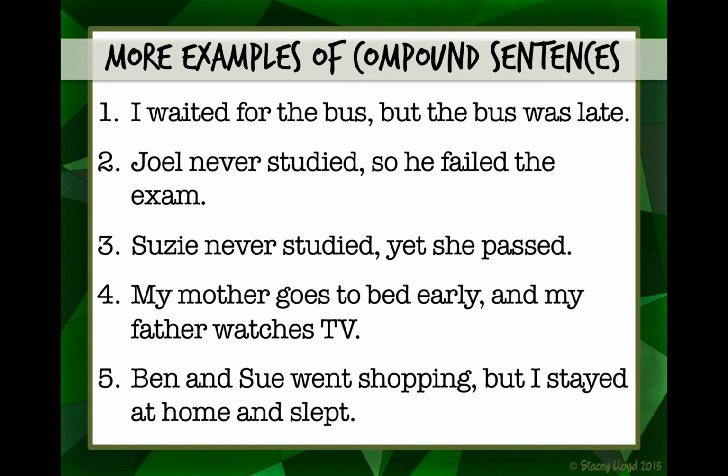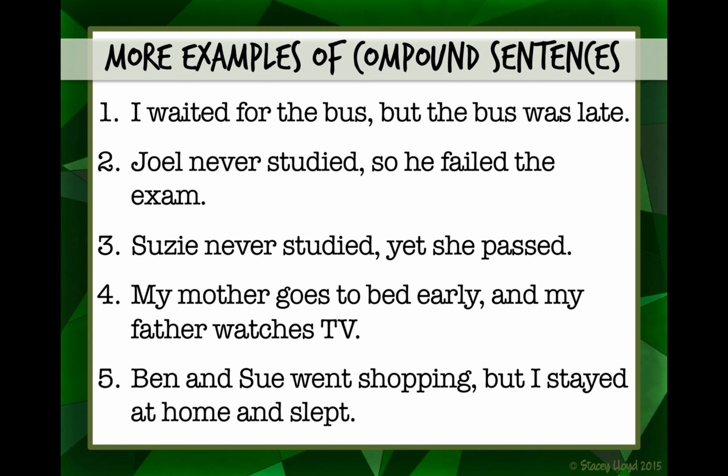Let's look at number 2. Joel never studied, so he failed the exam. Notice that my sentence starts with a capital letter. Notice that I have a comma before my conjunction. And notice that I punctuated my sentence. Let's skip down and go to number 4.